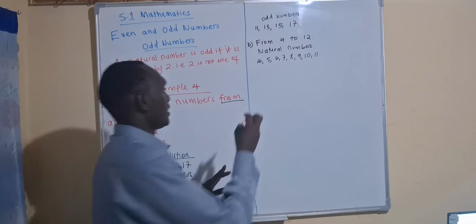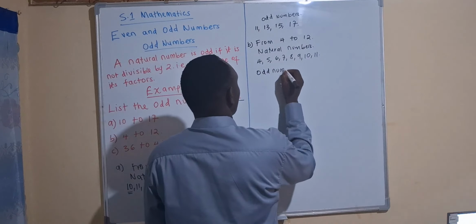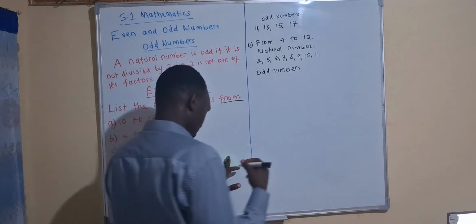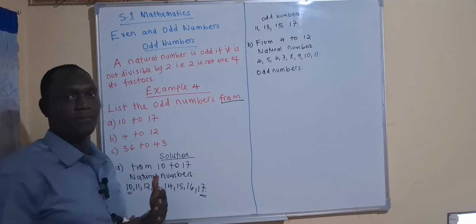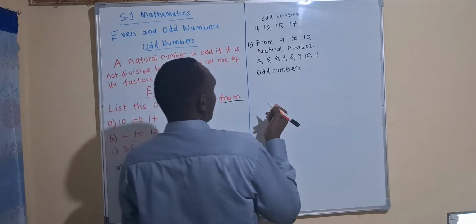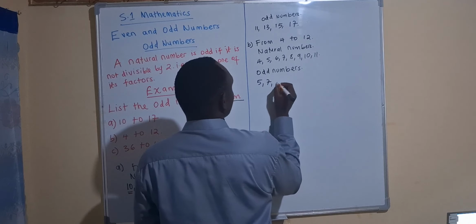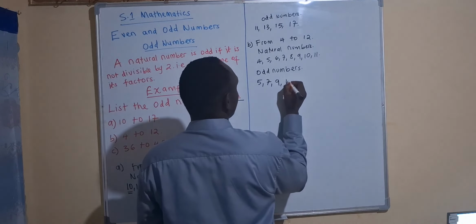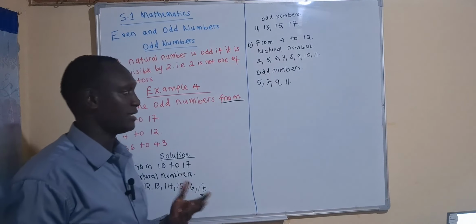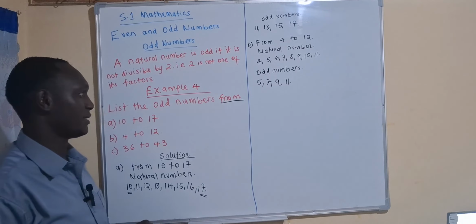Now, let's look for odd numbers. In other words, let's look for numbers for which 2 is not a factor. That means they cannot exactly be divided by 2. 4 divided by 2 is 2 and the remainder is 0. So 5 is an odd number, 7 is odd, 9 is odd, and then 11 is odd. These are the numbers. When we divide by 2, there is a remainder. So those are the odd numbers.